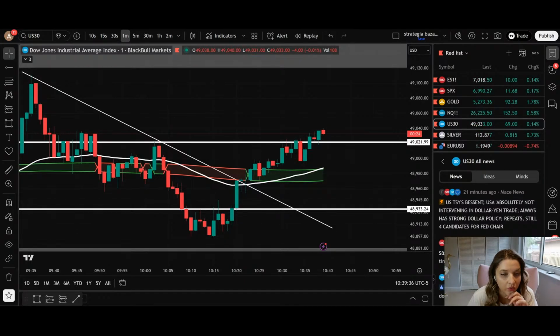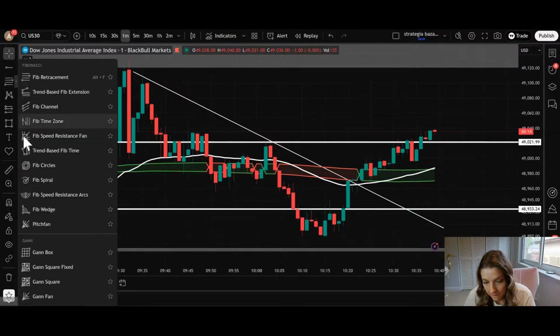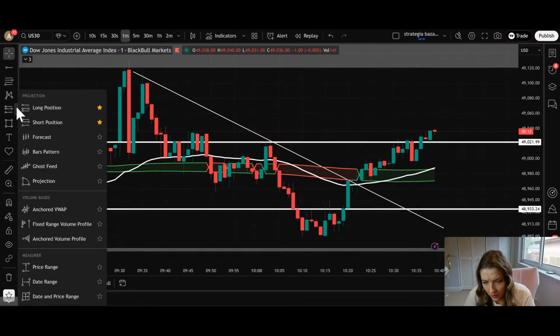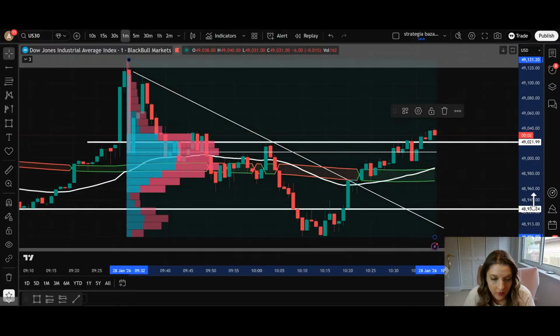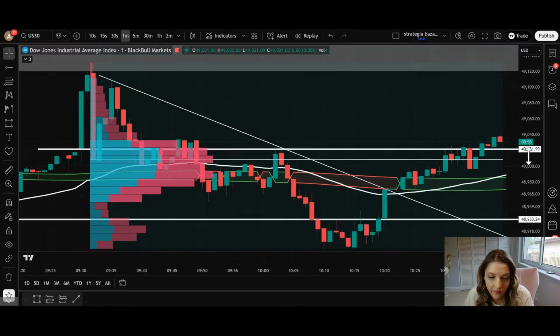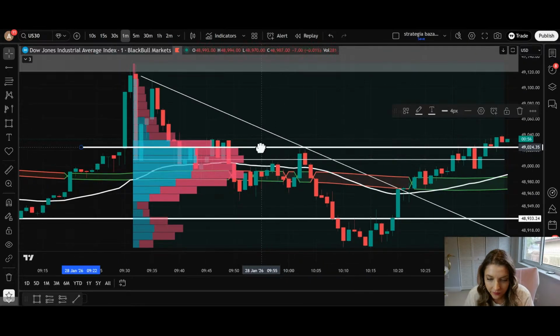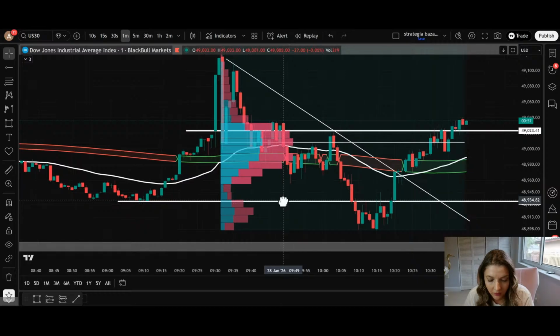Can you go to 4 hour items of tools on the left side? You can find volume profile. Fixed range volume profile, this one you mean? Oh, I know what you mean. I wasn't talking about this volume. Yeah, I know this one, but I wasn't talking about this one.